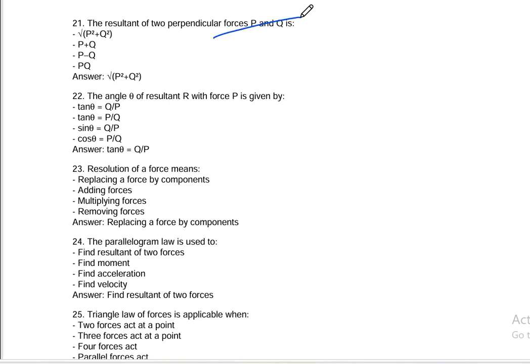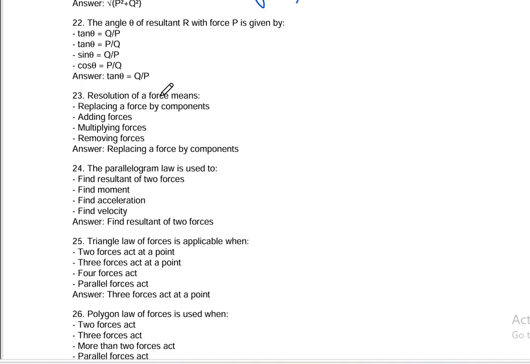The resultant of two perpendicular forces P and Q. We all know that whenever we want to find the resultant, we take the root under P square plus Q square. Okay, so that is the resultant, option A. Question 22, the angle theta of resultant R with force P is given by tan theta equal to Q upon P.